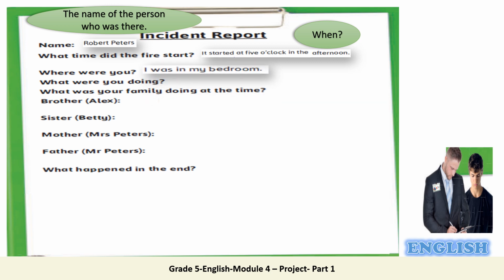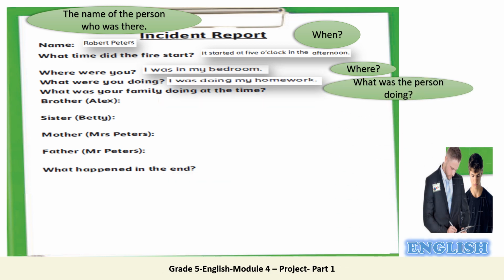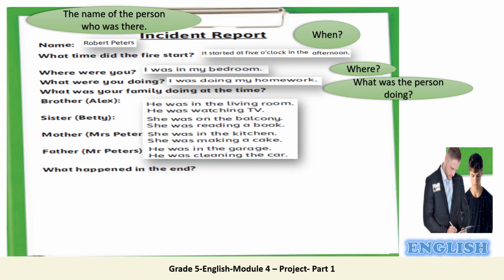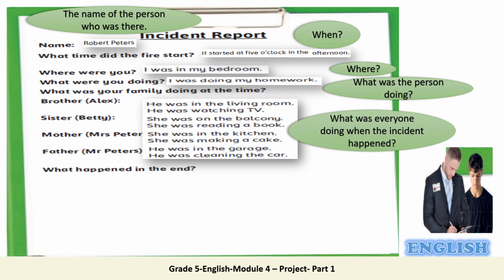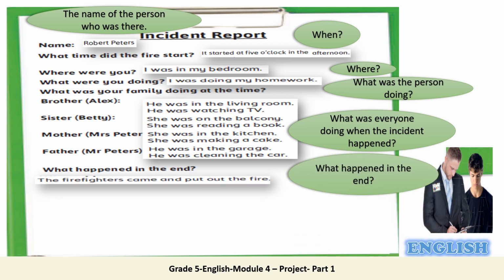Then we need to ask the person that answers our questions, where was he when the incident happened? We also need to ask him, what was he doing when the incident happened? We should also ask about what was everyone doing when the incident happened. Finally, we need to ask about what happened in the end. Now we have all the details to write the report.